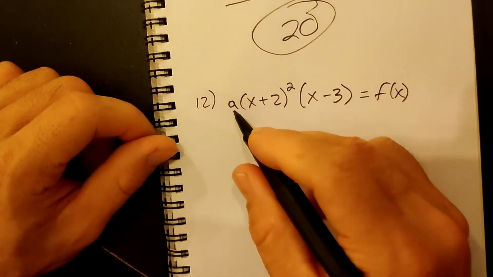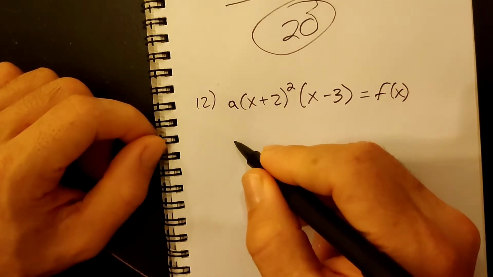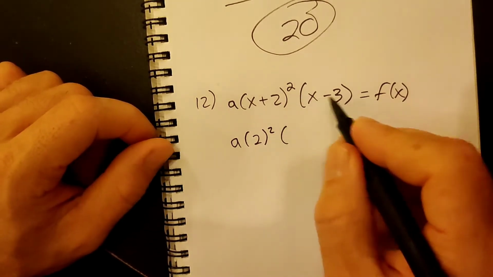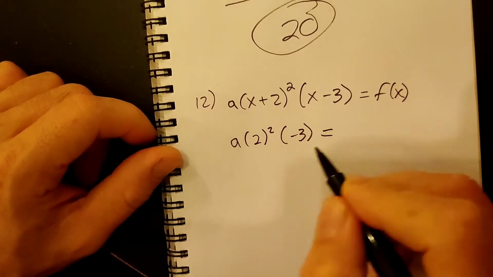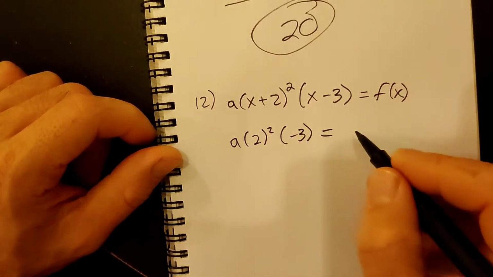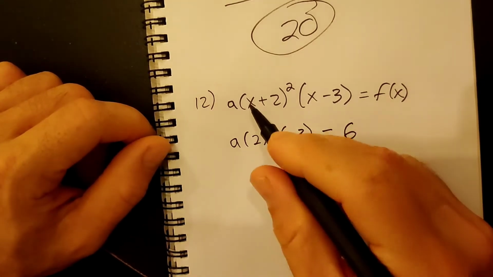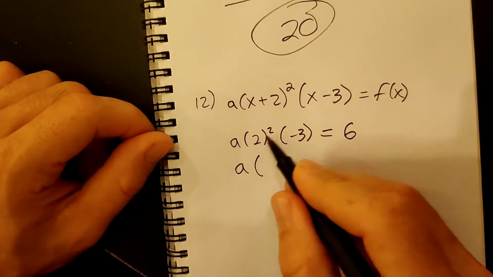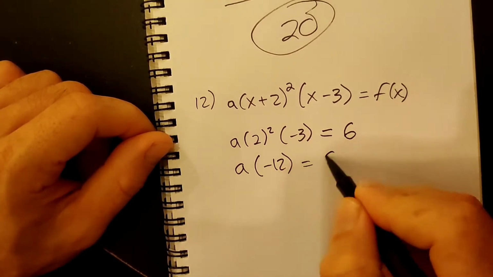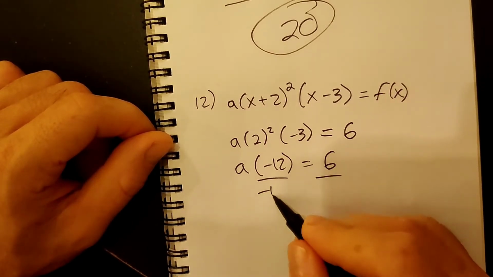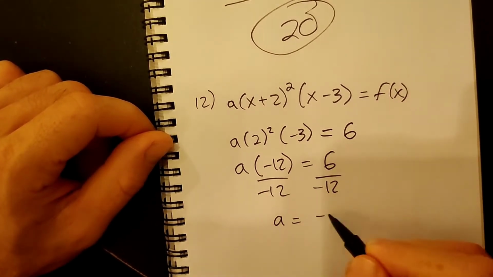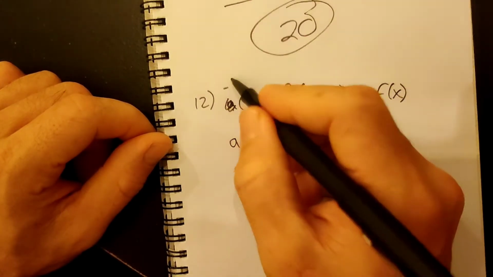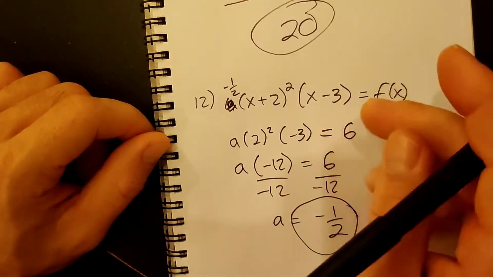And we solve for a by inputting 0 for x. So 0 plus 2 is 2. Still keep the square. 0 minus 3 is -3. Right? If I input 0 for x, I should output the y-intercept 6. So then we have a times 4 times -3 is -12. Divide both sides by -12. A equals -1/2. All right, so all that we got to do is replace that a right there with -1/2 and type all that in.